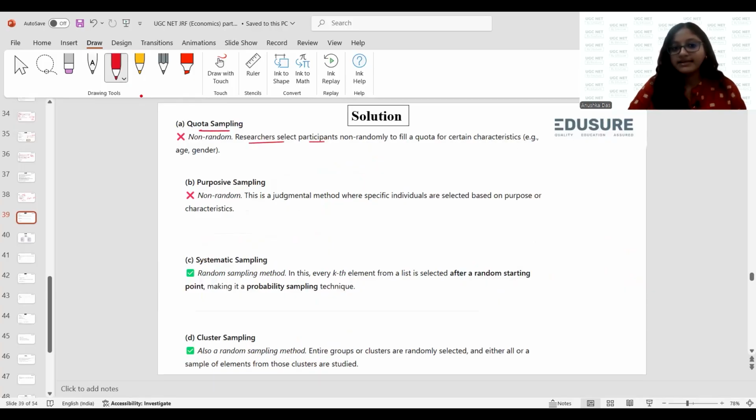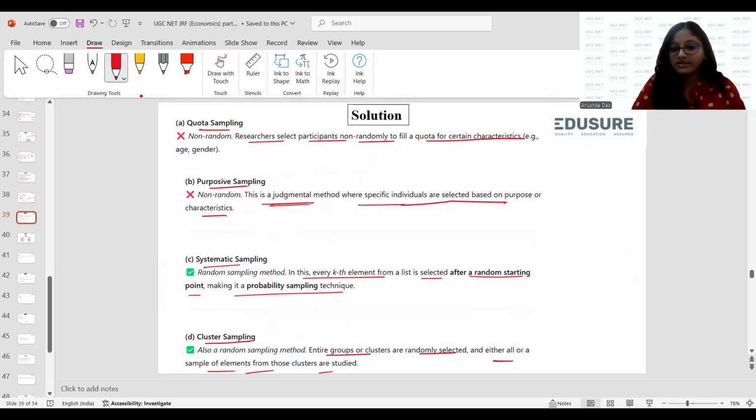Quota sampling: researchers select the participants non-randomly to fill a quota depending on certain characteristics. Purposive sampling is also known as judgment sampling, where specific individuals are selected based on purpose or characteristics. Systematic: every kth element of the list is selected after a random starting point, making it probability sampling. In the case of cluster, an entire group of clusters is randomly selected, and either all or a sample of elements will be studied. So these are one-liner explanations of all the methods.